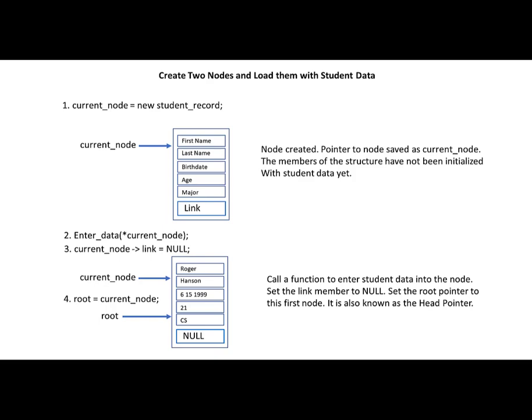But when we came back to the main program, we set the link part of the field to be null. So at this point, we had the current node pointing to this information. And finally, we made a copy, essentially, of the current node for root. So now root points to the node containing Roger's data, and the current node points to the node containing Roger's data.